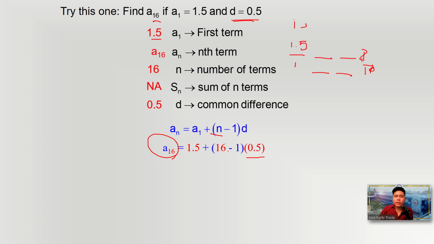So you have 16 minus 1, 15. 15 times 0.5, that is 7.5 plus 1.5. Therefore, the 16th term is simply 9. So it is 9 here. Okay, very good. That's it.